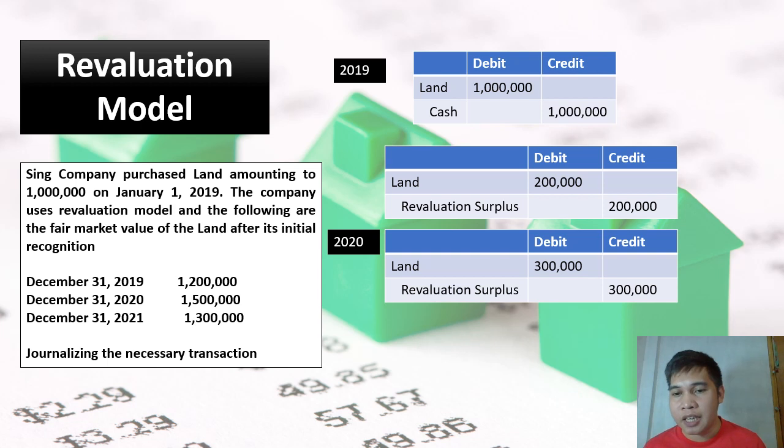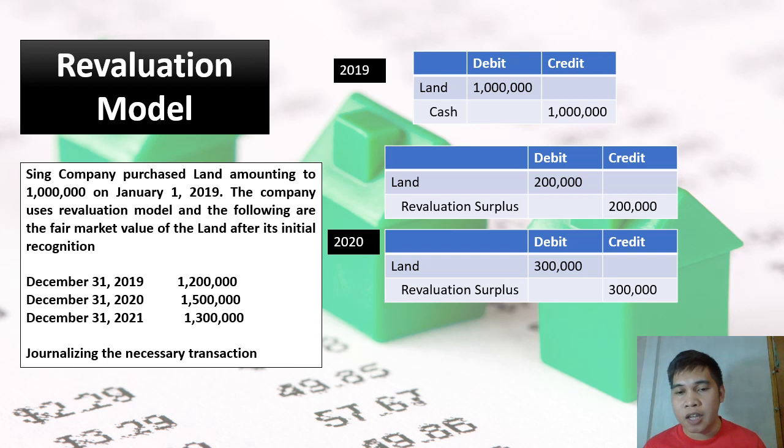hindi ba sabi natin kanina, kapag downward, diretso profit and loss. Kapag upward, sa ating OCI. Kapag nakakapag-recognize na po tayo initially ng OCI or profit and loss, kailangan po muna natin siyang ubusin bago tayo lumipat dun sa kabila. So, sa case natin, from 1.5, meron tayong 500,000 revaluation surplus.